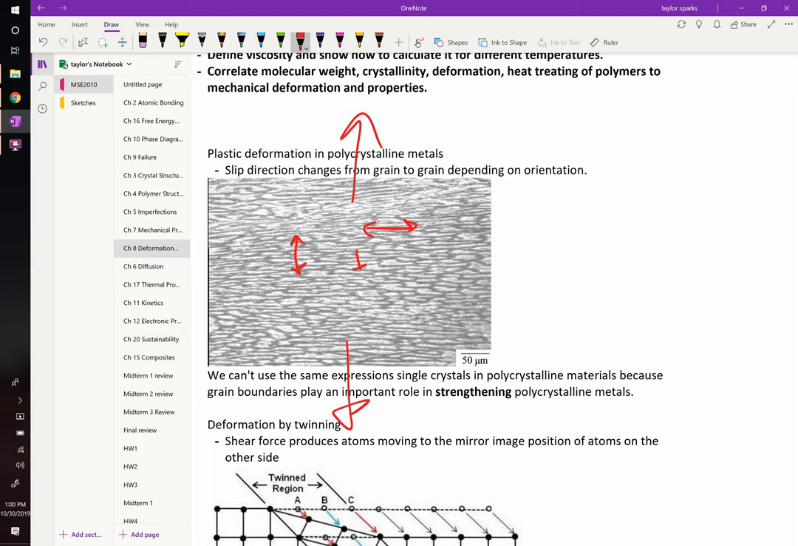but much worse trying to go up and down because it hits a grain boundary and it's going to have to get deflected or change direction or something like that. So you would expect it to be much harder in that direction. It'd be a stiffer metal and a much more ductile metal in the other direction, right? So this is a pretty extreme example, but there are less extreme ones.